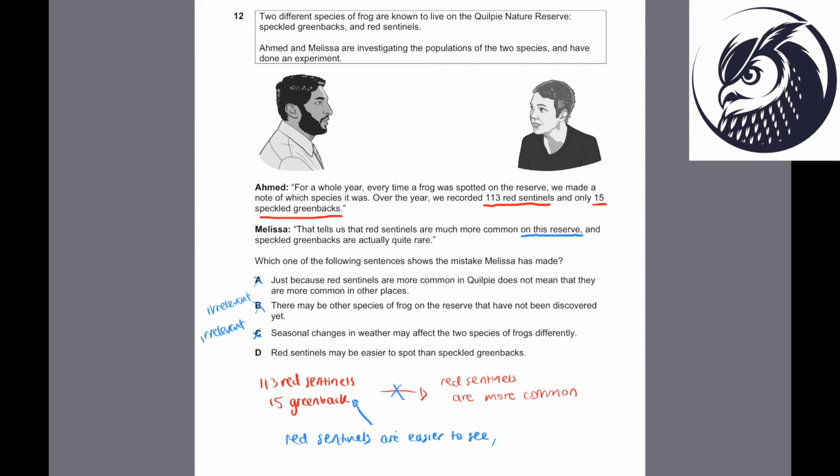And, you know, just to make sure the answer makes sense for you guys, let's just consider an example, a hypothetical situation. What if there were 200 greenbacks that you didn't spot?